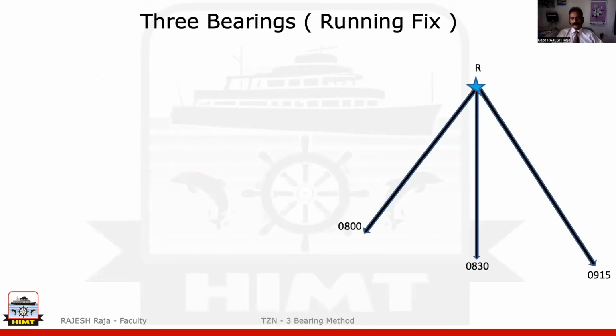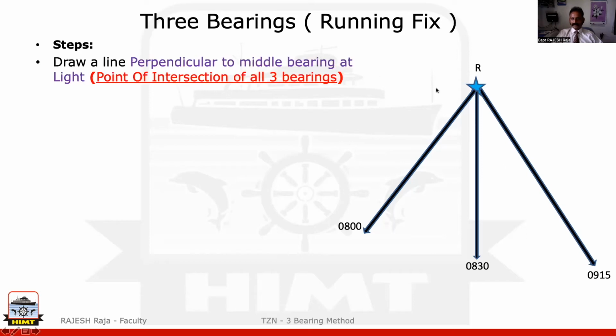Now I'm going to show you how to continue from this question step by step. This is the same diagram. I've drawn it bigger so that I can draw the complete triangle, as well as show how to get the fix of all the three bearings and times. Let me start off. The first step, what you need to do is this common point called Romeo, which is the lighthouse. I'm going to draw a line which is perpendicular to the middle bearing. The middle bearing is 830.